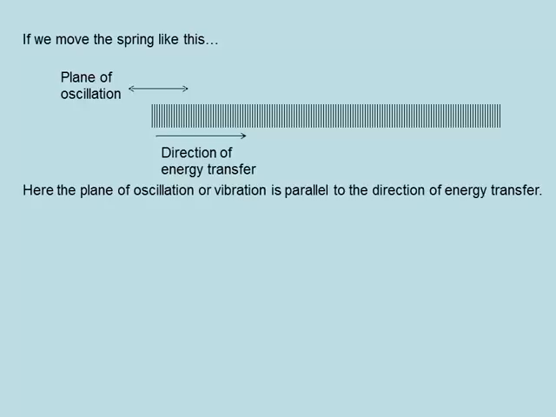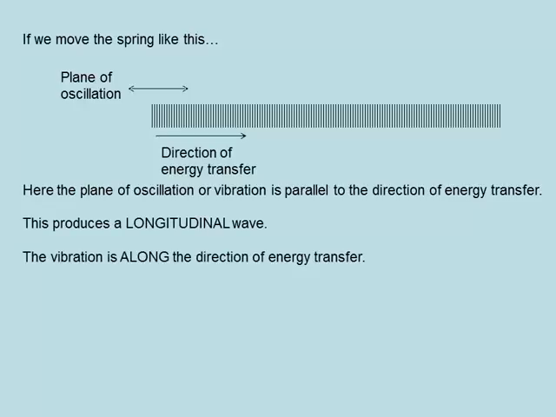Here we have the spring again. If we now move the spring like this, the energy transfer will again travel in this direction. So now the plane of oscillation or vibration is parallel to the direction of energy transfer. This produces a longitudinal wave. The vibration is along the direction of energy transfer.